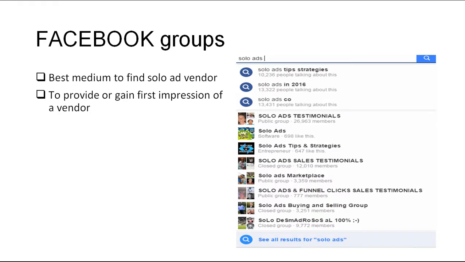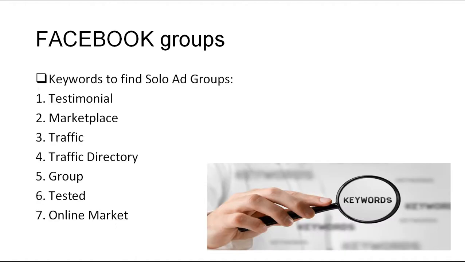Compared to using Google search or solo ad membership sites, Facebook group is perhaps one of the best mediums for you to find the most compatible solo ad vendor for you. It's also a great platform for both buyers and solo ad vendors to provide or gain first impression of a vendor. Through these groups, you gain access to other users' comments and the results they have gained from the solo ad vendors. That being said, there are various subgroups you can find in Facebook, and it's pretty easy to find a group. Now, to find a group, there are several keywords that you can use to find certain groups.